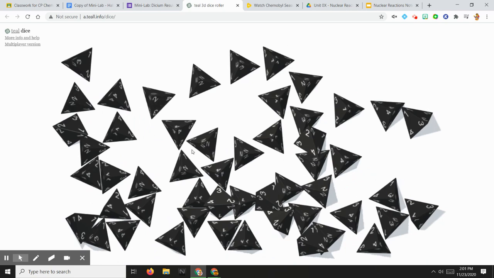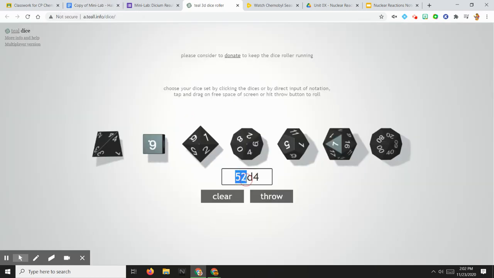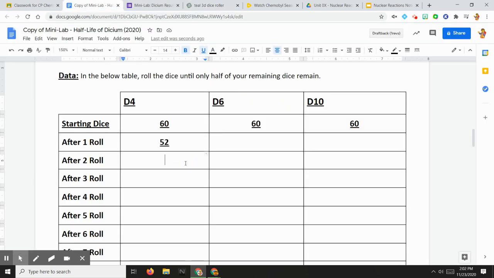Okay, and then I re-roll it. Here we go. So of these 52 dice, let's see: 1, 2, 3, 4, 5, 6, 7, 8, 9, 10, 11, 12, 13. 13 dice rolled up as a 1. So I would subtract 13 from my answer. 52 minus 13 is 39. So I got 39 dice left. So I record that here. After 2 rolls, 39 dice remain.